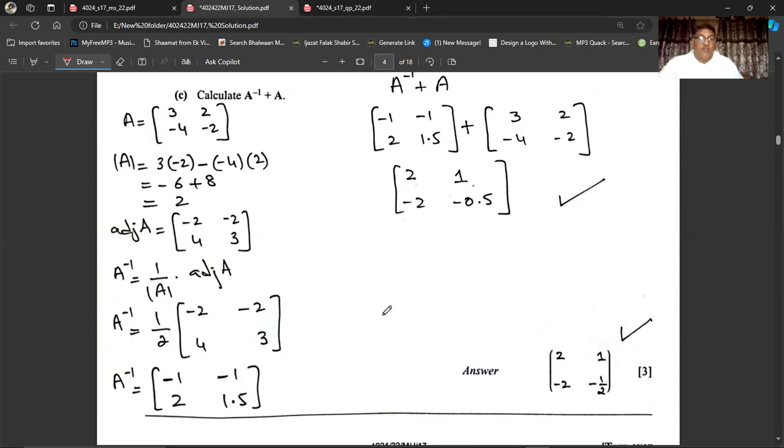So now their question was A inverse plus A. So A inverse is minus 1, 2, and 1.5 plus A is 3, 2, minus 4, minus 2. So minus 1 plus 3, that is 2, minus 1 plus 2, that is 1, 2 minus 4, that will be minus 2, 1.5 minus 2, that will be minus 0.5. So my answer is 2, 1, minus 2, minus 1 by 2. 0.5 is 1 by 2.